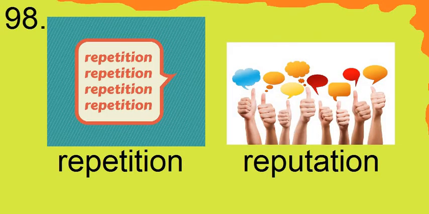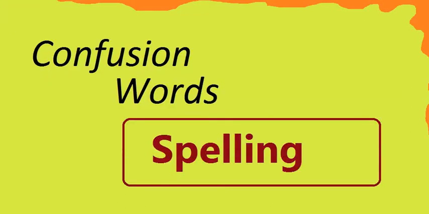Next we have repetition, reputation. So repetition is when something happens over and over again. For example, the picture says repetition, repetition, repetition, repetition. And reputation is what some people think about you. You can have a good reputation if people think you're a good person, or a bad reputation if you've done some bad things. Repetition, reputation.